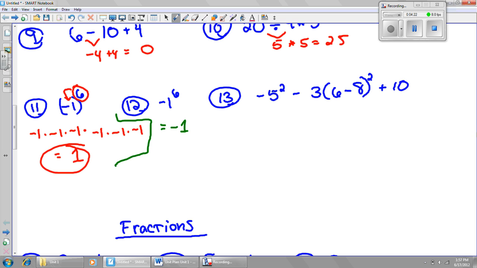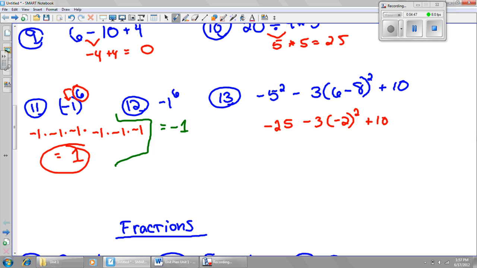All right. On this one here, well, I'm going to do inside the parentheses first. So we're going to negative 3 times 6 minus 8 is negative 2. Let's square it. I'll have a plus 10 on the end. And I'm going to go ahead and do this part. Now, if I've paid attention to problems 11 and 12, this one should be easy. I'll square 5, and then I'll make it negative.